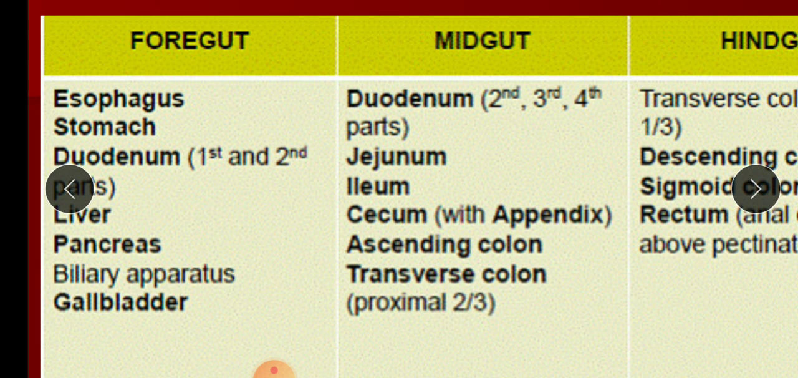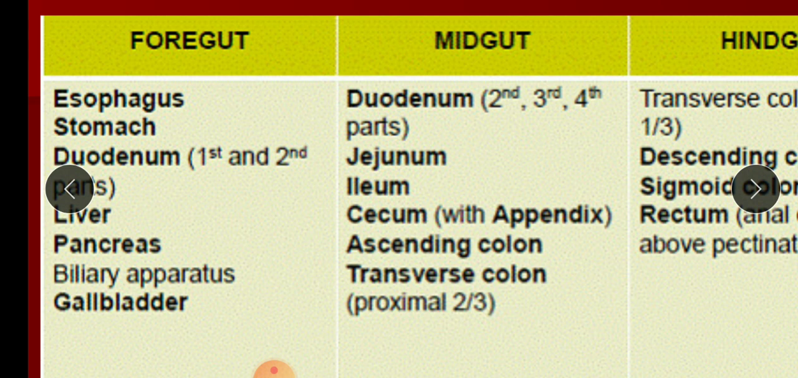Then your other digestive organs such as liver, gallbladder, pancreas, extrahepatic biliary apparatus, all these are also derived as small projections or diverticulum coming from foregut. So they are also being developed from foregut. So this much structures you find they are developing from foregut.